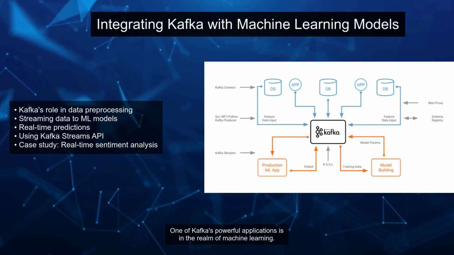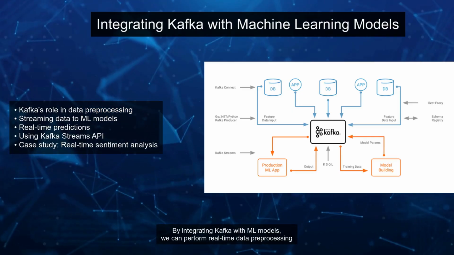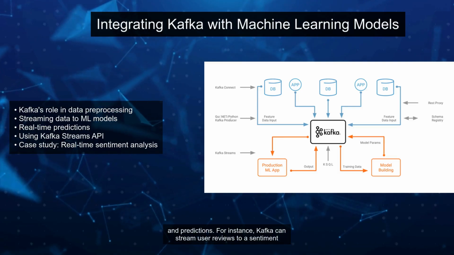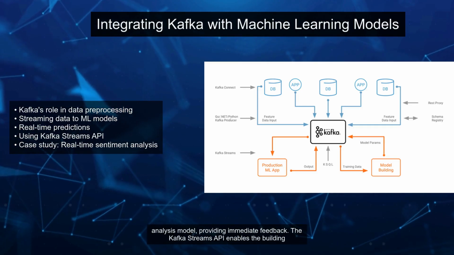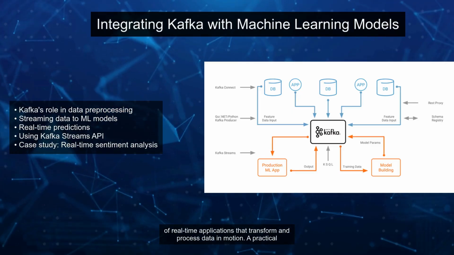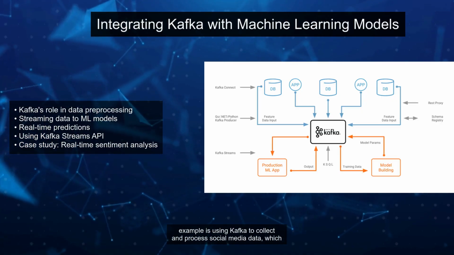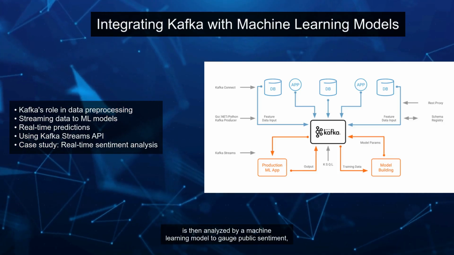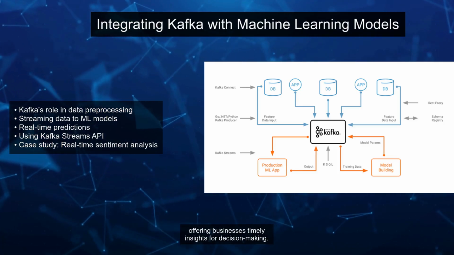One of Kafka's powerful applications is in the realm of machine learning. By integrating Kafka with ML models, we can perform real-time data preprocessing and predictions. For instance, Kafka can stream user reviews to a sentiment analysis model, providing immediate feedback. The Kafka Streams API enables the building of real-time applications that transform and process data in motion. A practical example is using Kafka to collect and process social media data, which is then analyzed by a machine learning model to gauge public sentiment, offering businesses timely insights for decision-making.